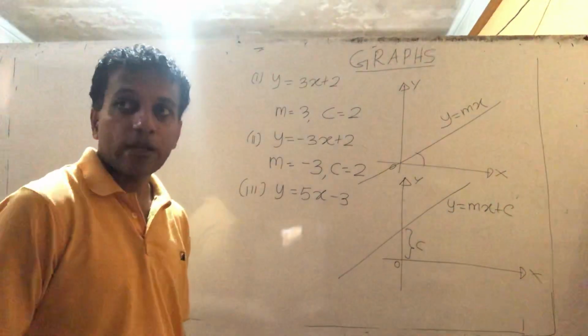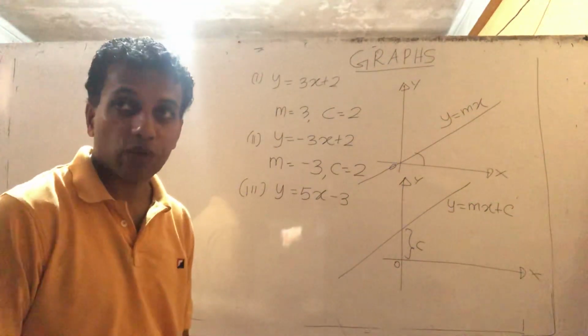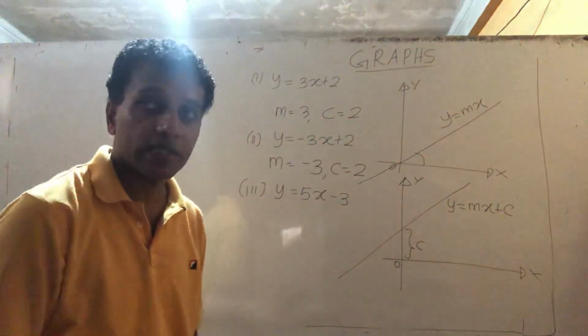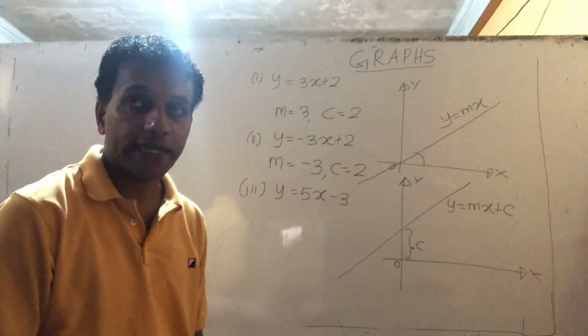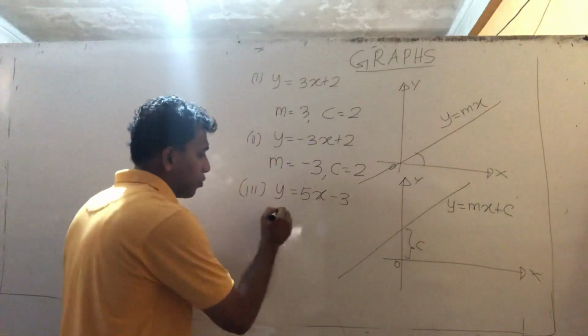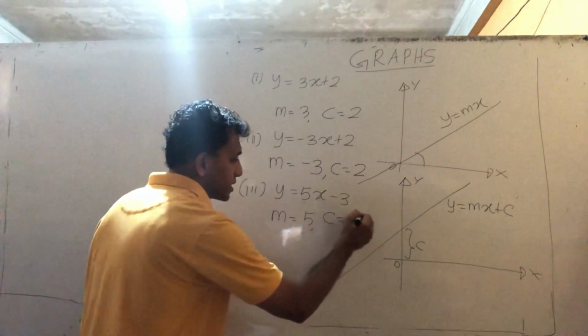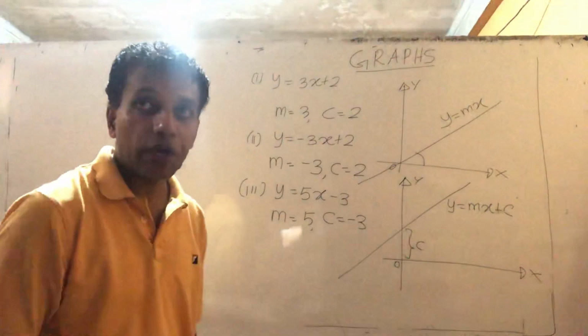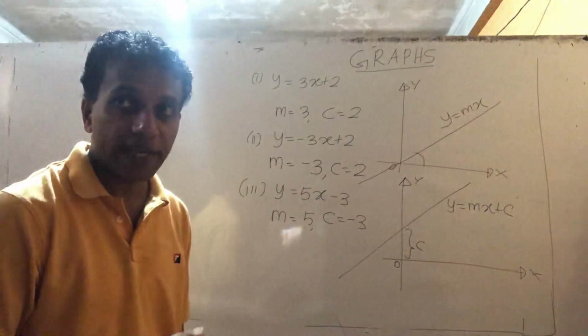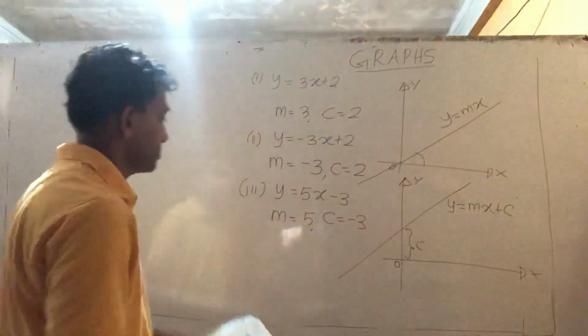Next one, y equals 5x minus 3. Simply you can copy these answers. What is the gradient, what is the intercept? So m is what here? 5, and c is minus 3. m is 5, c is minus 3. Gradient and the intercept.